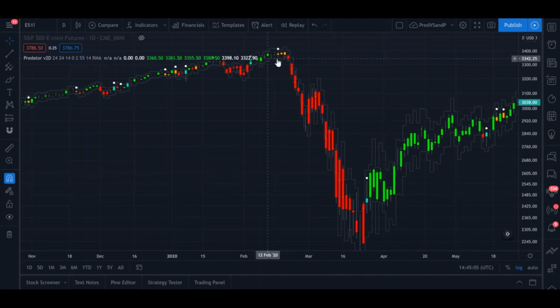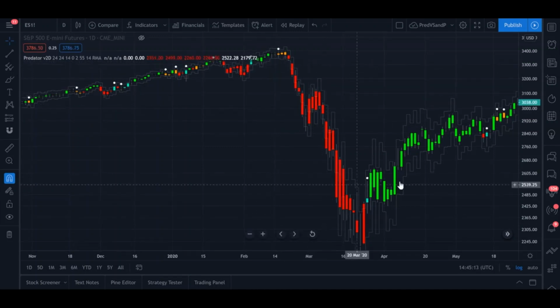So Predator is excellent both as a risk management tool and also in allowing us to maximize our short trades and our long trades also. So when you look at charts like this, really ask yourself, could you have traded this effectively without using Predator?